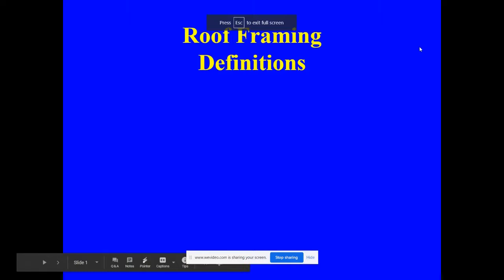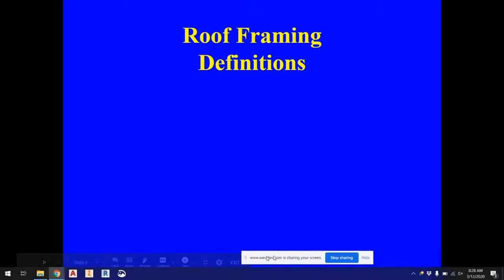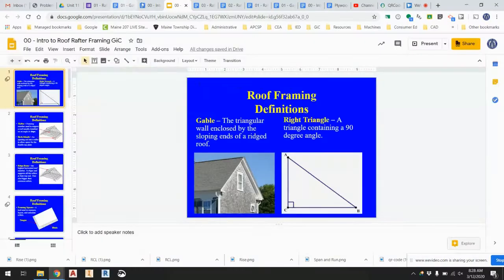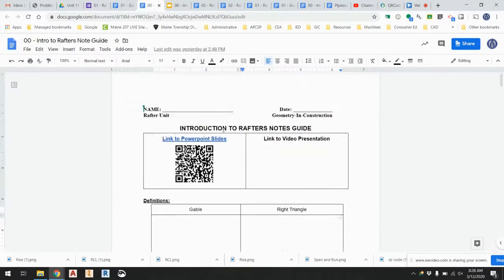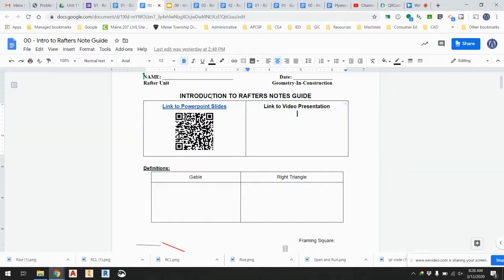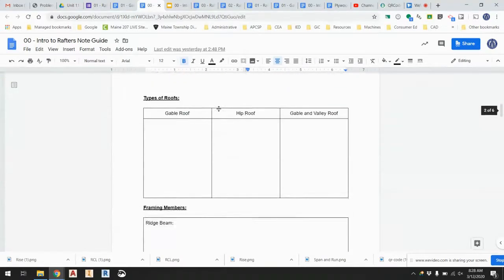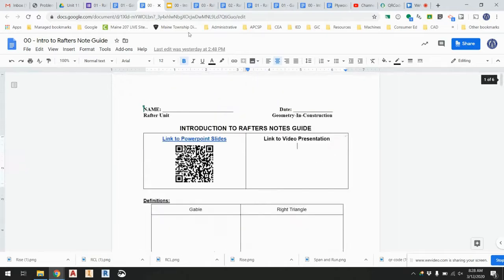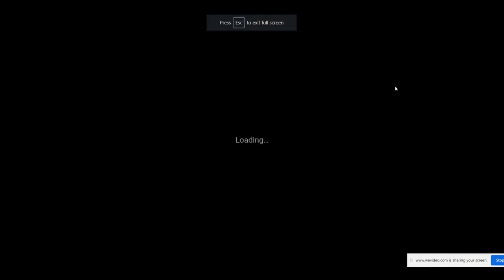So this video here is to go over the basics of roof framing and rafters. While you're watching this video and these slides, you should be filling out this note sheet here. It'll look a little different because you'll see something in this box here, but either way, this note sheet, Introduction to Rafters Notes Guide, you should be filling out while we go through these slides. All right, so let's go back here.